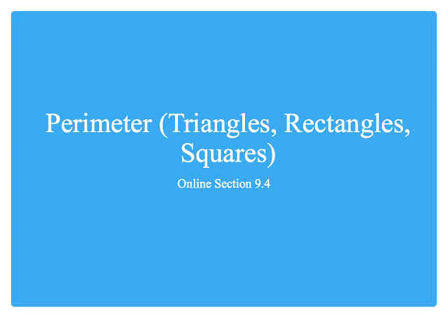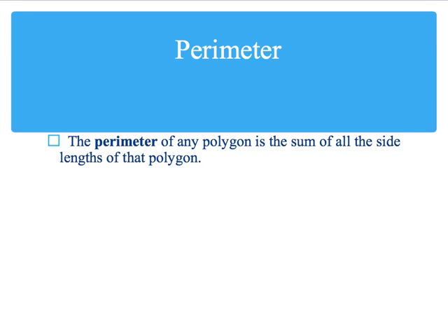This is a very brief video on finding perimeter, specifically of triangles, rectangles, and squares. We will not cover this material in class from section 9.4. You need to know that the perimeter of any polygon is the sum of all of the side lengths of that polygon, no matter what the polygon is.